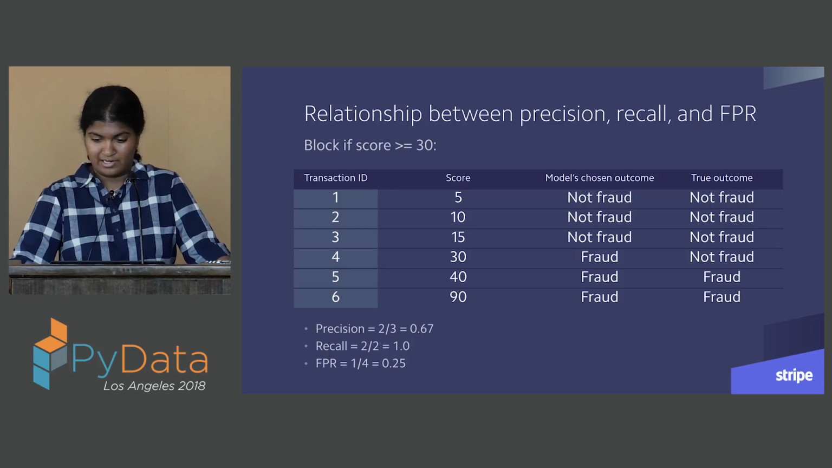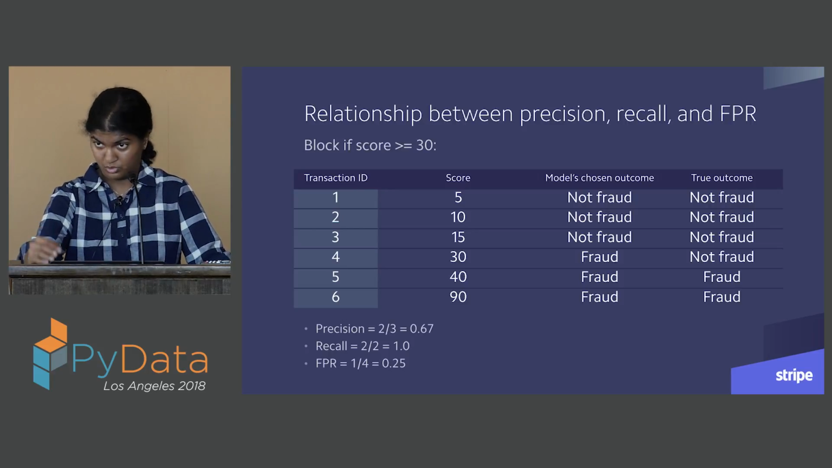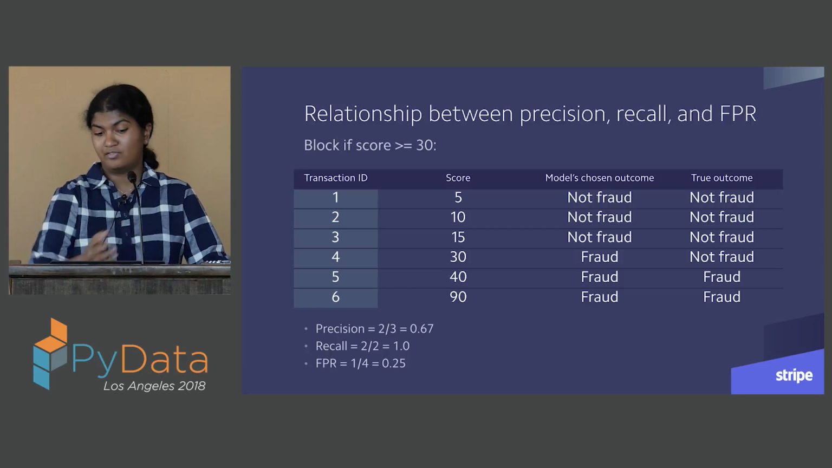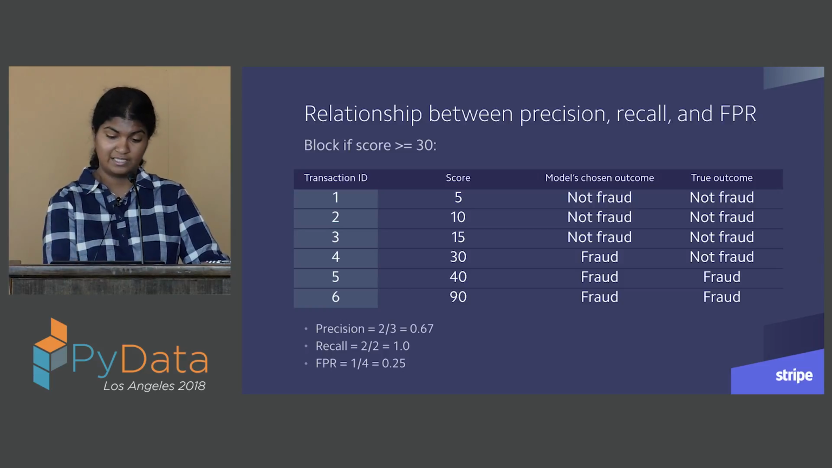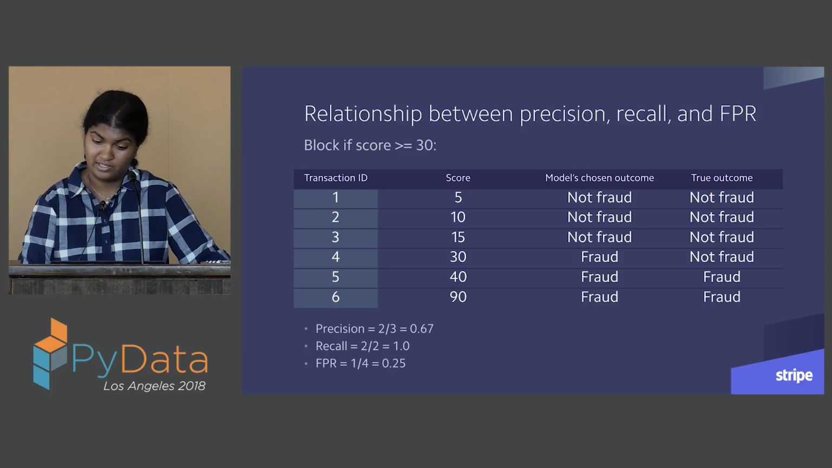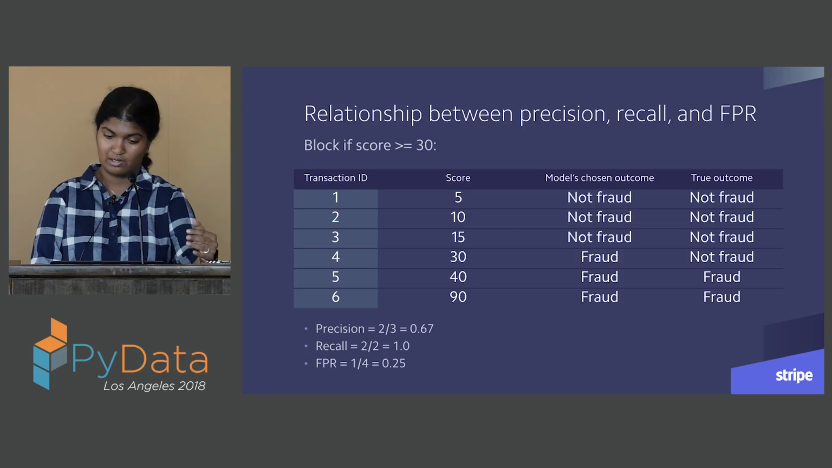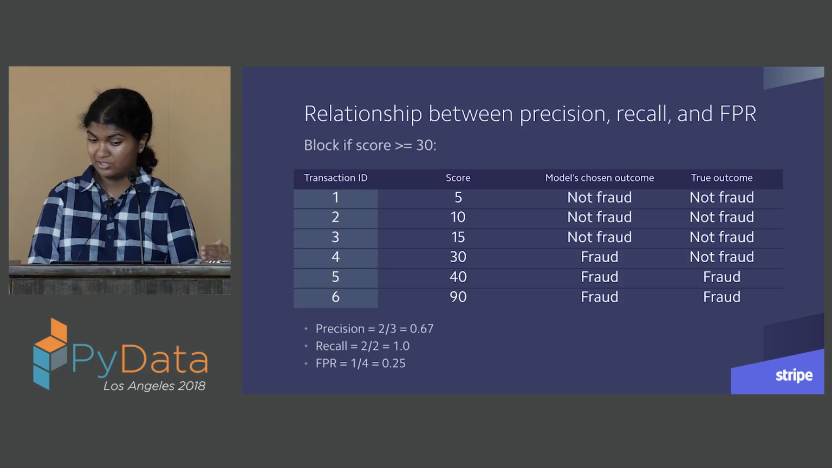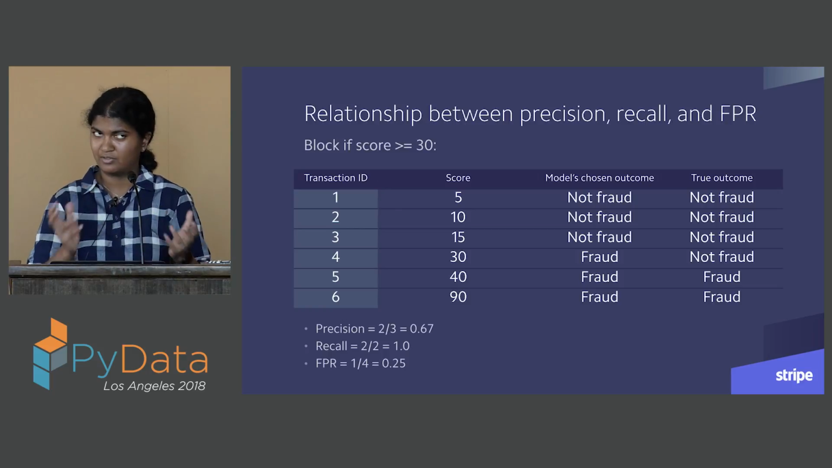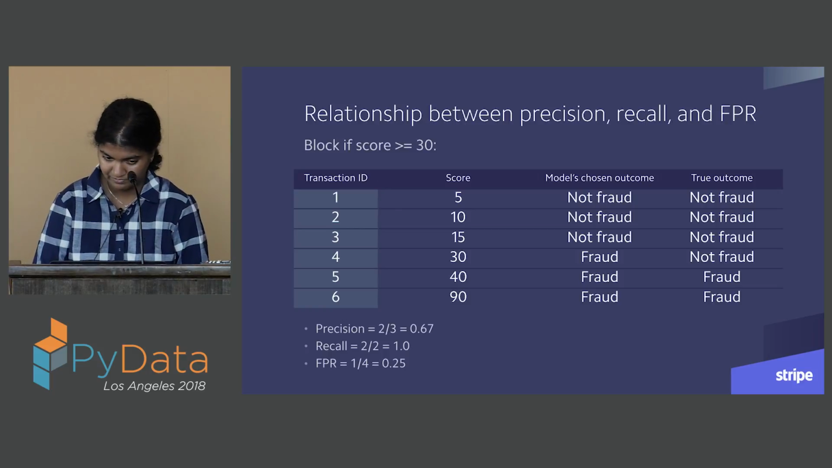And FPR now, we have 4 truly non-fraudulent transactions. Unfortunately, our model mistakenly said one of those was fraud, number 4. So our FPR is 1 over 4. So just by changing the threshold at which we are blocking transactions, we've completely changed the values of these metrics, although the underlying model actually hasn't changed.